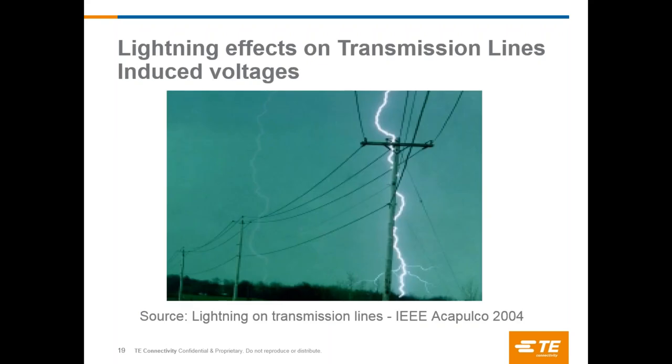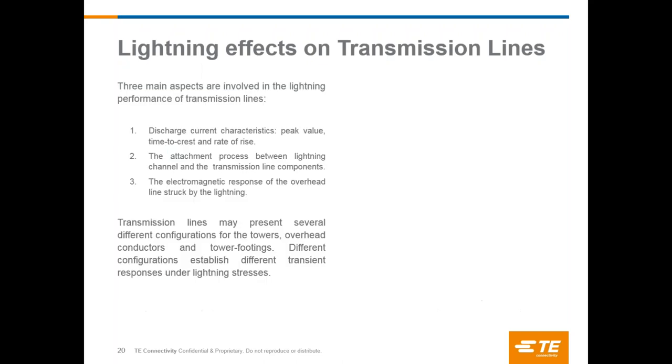Induced voltage occurs when lightning strikes closer to the poles or towers of the lines, and due to the electromagnetic coupling generates transient overvoltage on the phase conductors. Usually, the induced voltage does not exceed a peak value of 300 kV. For this reason, induced voltages are more critical for systems up to 45 kV.